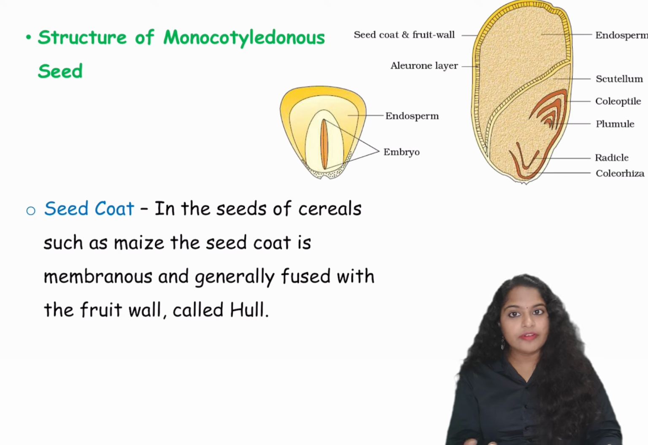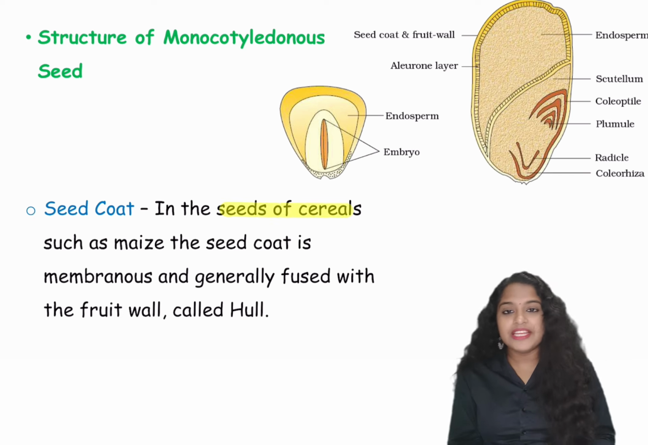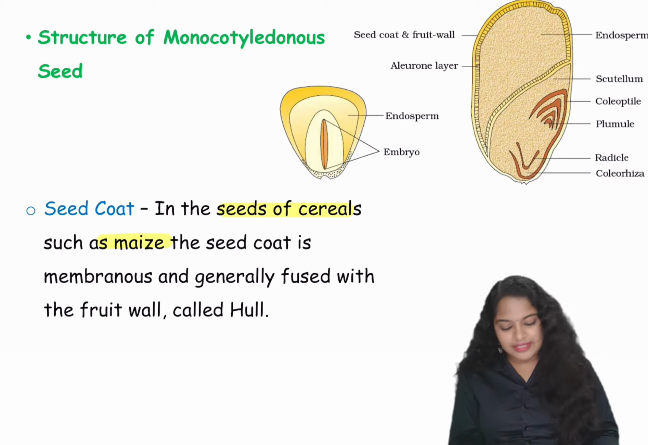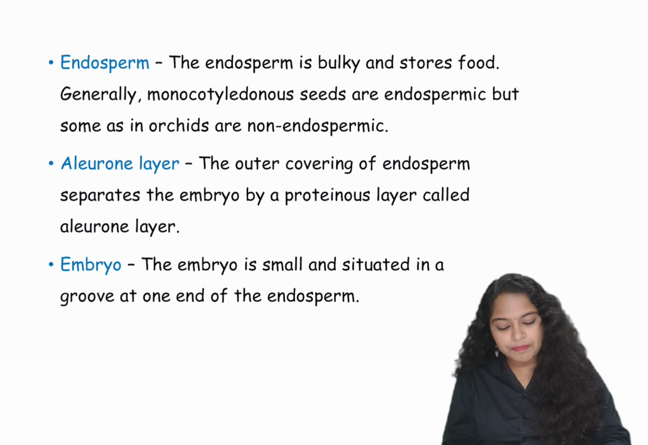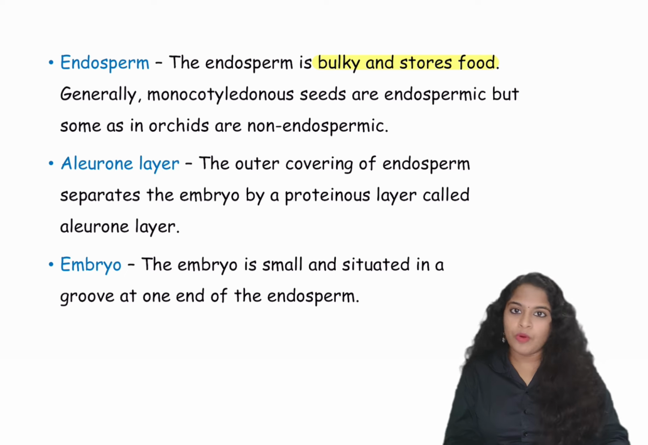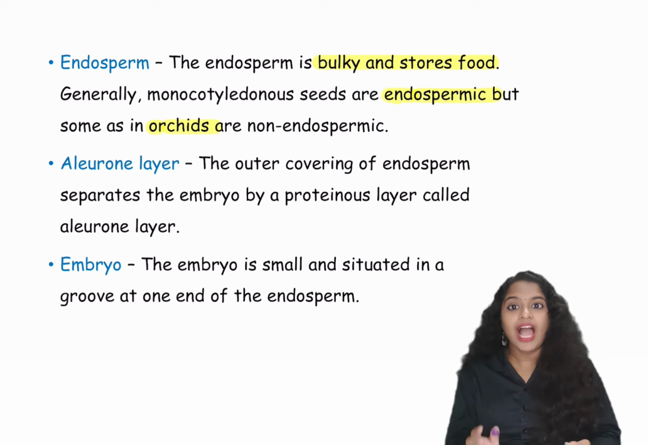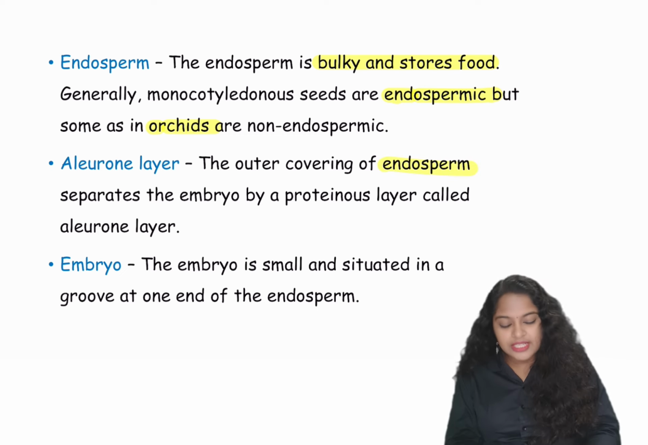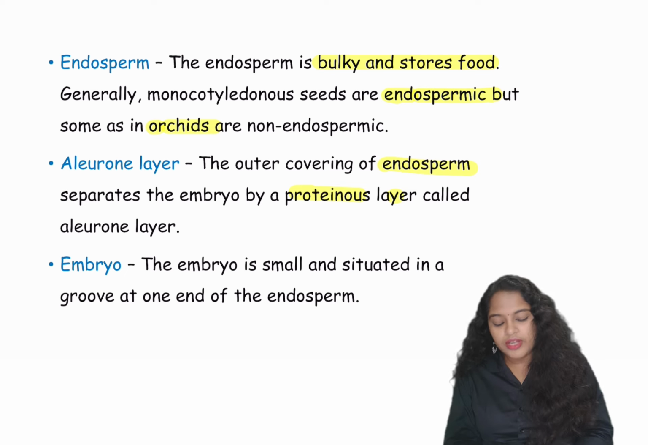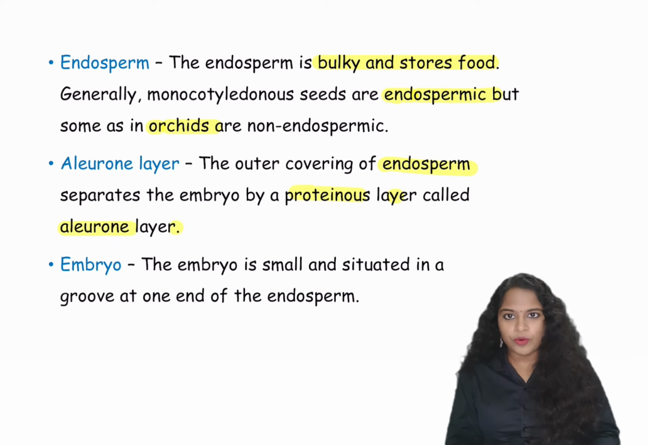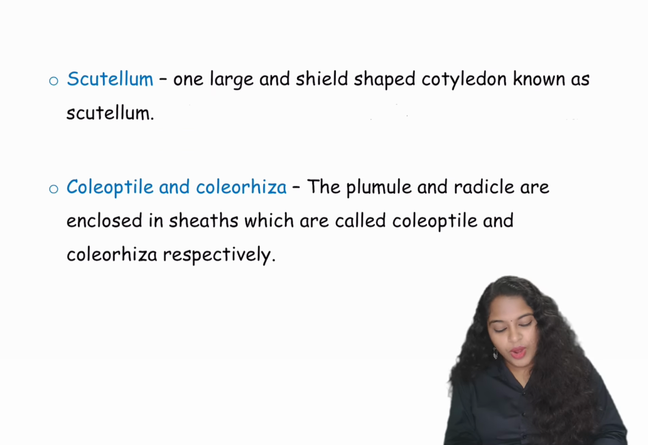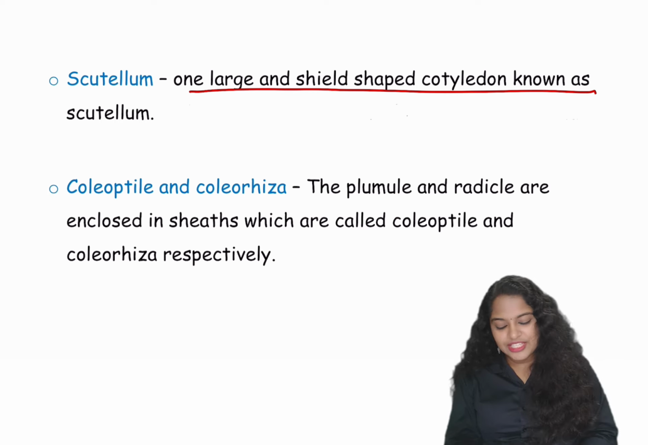Now moving on to the structure of a monocotyledon seed. The seeds of cereals such as maize have a membranous seed coat and are generally fused with the fruit wall, and this type is called a caryopsis. Endosperm in monocotyledon seeds is bulky and it stores food. Most of the monocots are endospermic, but a few like orchids are non-endospermous. The outermost layer of endosperm is a proteinaceous layer that separates the embryo, and it is called the aleurone layer. The embryo is small and it is situated in a groove at one end of the endosperm. Monocots have one large shield-shaped cotyledon known as scutellum.